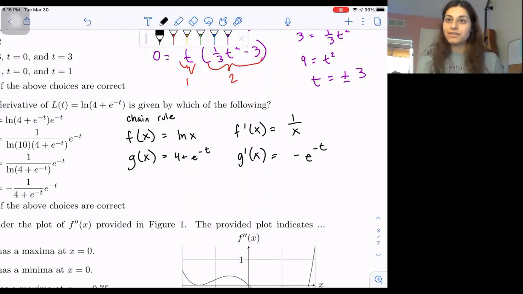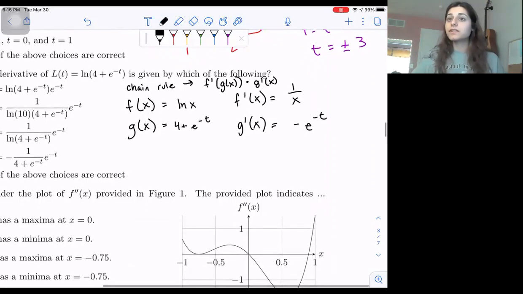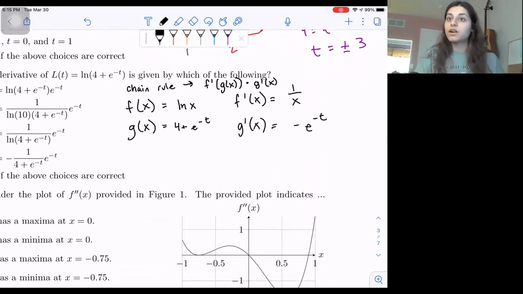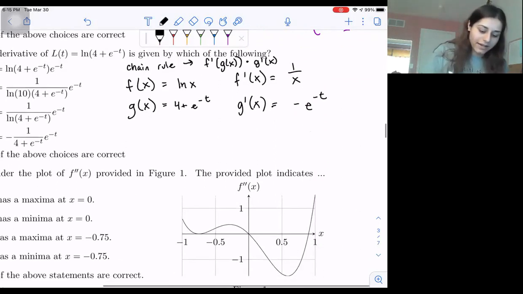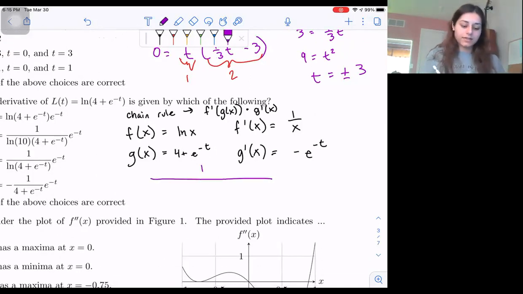But okay, so we have all the components, and now we're going to plug them into the chain rule. And the chain rule was f prime of g of x times g prime of x. So we'll start with the derivative of f of x. That's 1 over x. And instead of putting in that x, we're going to put in g of x, because we have f prime of g of x. So we'll have 4 plus e to the power of negative t. And that's multiplied by the derivative of g of x. So that's negative e to the power of negative t.